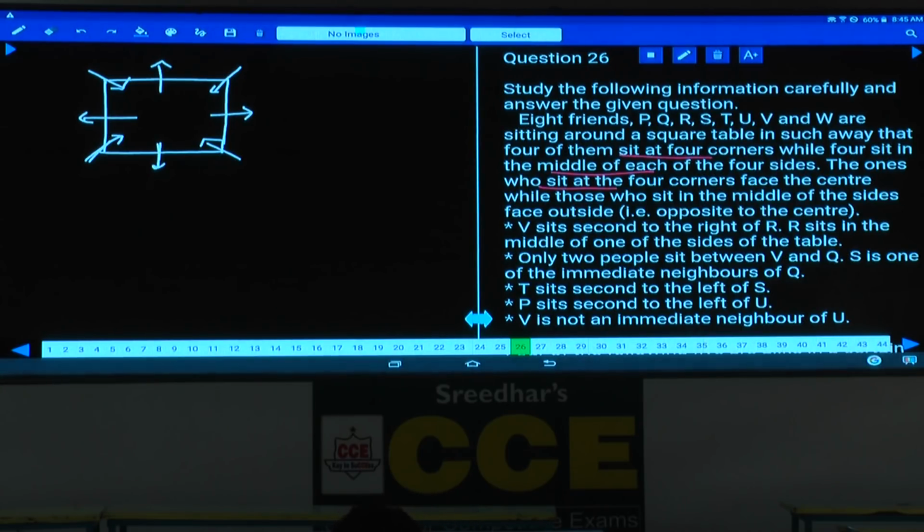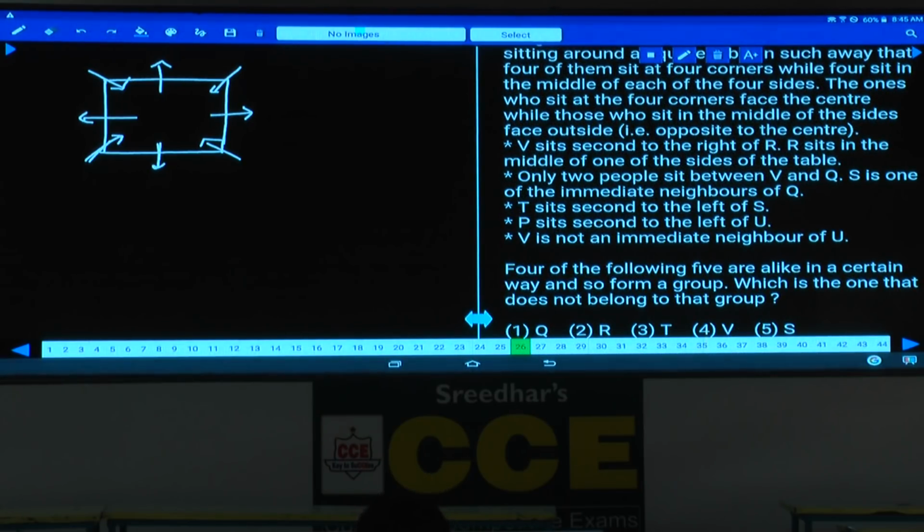Clear now? Then, V sits second to the right of R. Now in these types of questions, we should always first search for whether any information is given about any person facing the center or away from the center, or seated at the corner or seated in the middle. Now in this one, V sits second to the right of R, and R sits in the middle of one of the sides, clearly given. As R sits in the middle of one of these 4 sides, we can fix R at any place. Now I am fixing R at this place, and V sits second to the right of R. As R is facing away, V will be here.